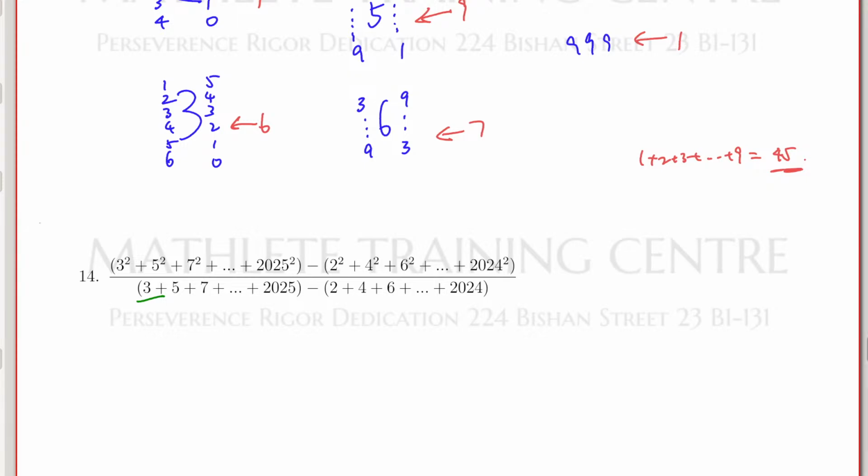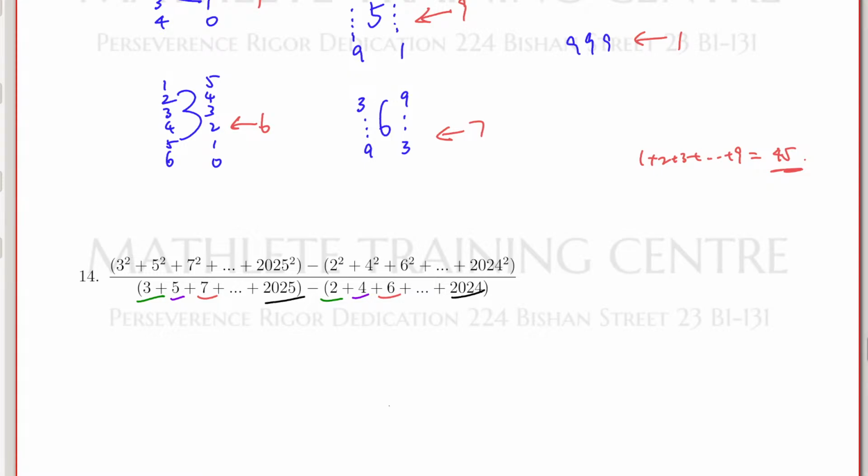For the bottom, we can do 3 minus 2, 5 minus 4, 7 minus 6, and so on all the way until the last number, which is 2025 minus 2024. So these are things that you can have. And you can notice that each one of them is equal to 1, right? 1, 1, 1, 1, all the way 1.